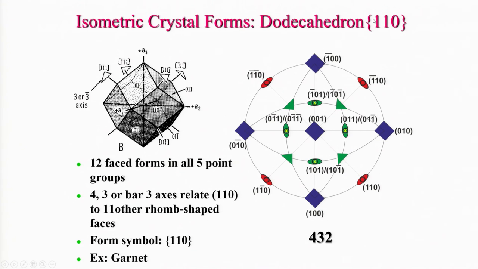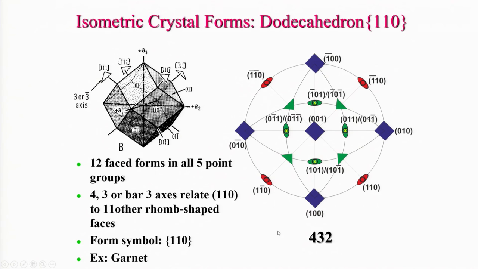Now, let us come to the next crystal form in the isometric crystal system, and this general symbol is 110 within second bracket, and this crystal form has been given a name called dodecahedron, and this is a crystal with this crystal form, that is dodecahedron. Dodecahedron is a 12 faced form, and it is present in all the 5 point groups of symmetry in the isometric crystal system here. And here 4, 3 or bar 3 axis, they will relate 110 to another 11 rhomb shaped face here.